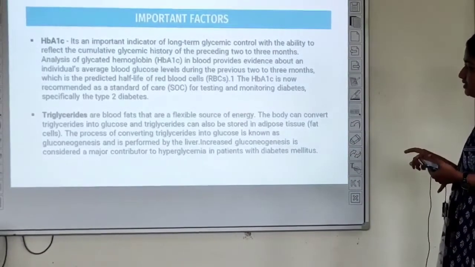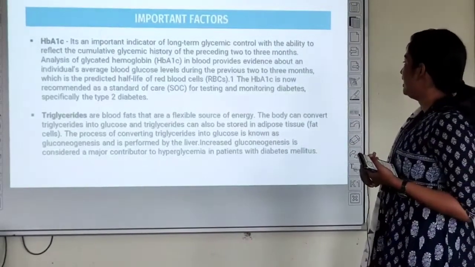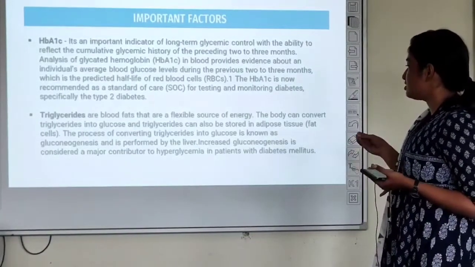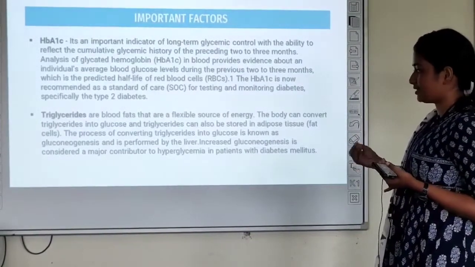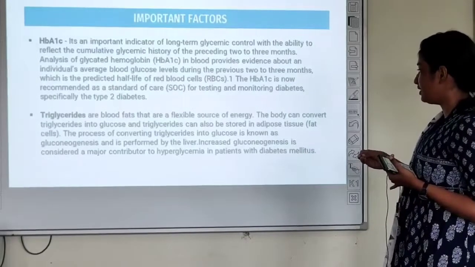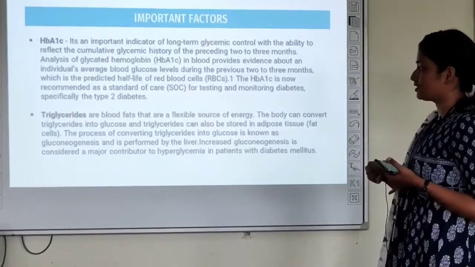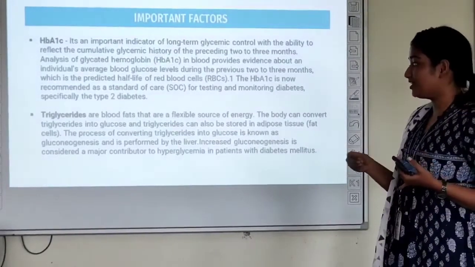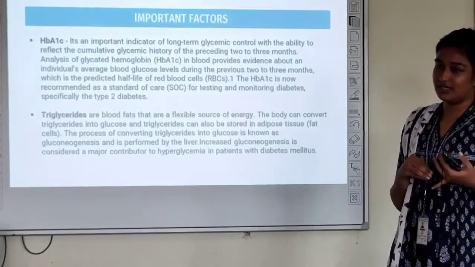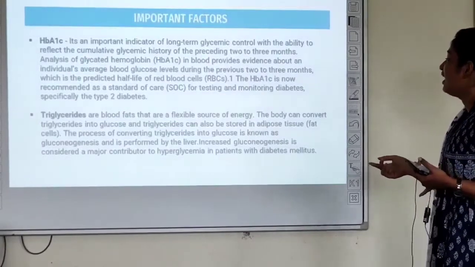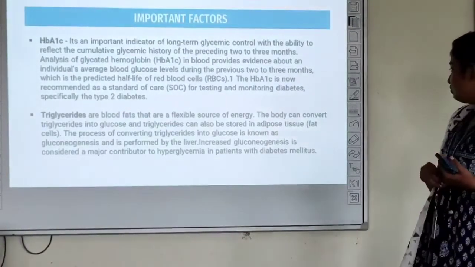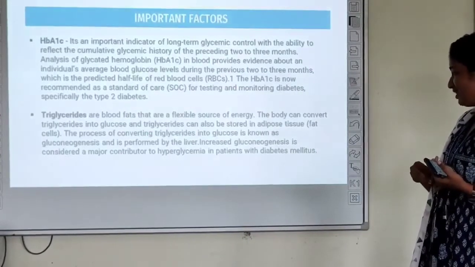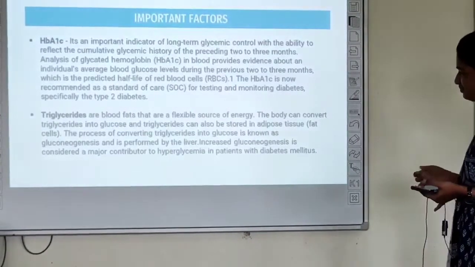Triglycerides are blood fats that are a flexible source of energy. The body can convert triglycerides into glucose, and triglycerides can also be stored in adipose tissue or fat cells. The process of converting triglycerides into glucose is known as gluconeogenesis, and we know that in diabetes mellitus, the gluconeogenesis activity is increased and is performed by the liver. Increased gluconeogenesis is considered a major contributor to hyperglycemia in patients with diabetes mellitus.